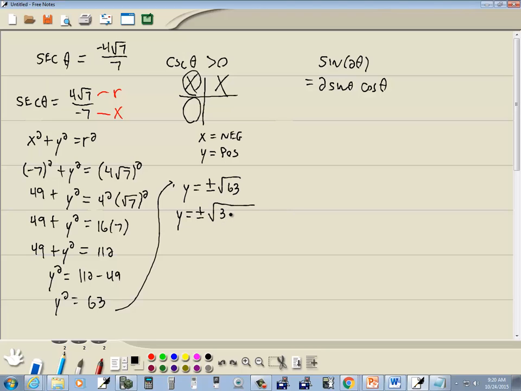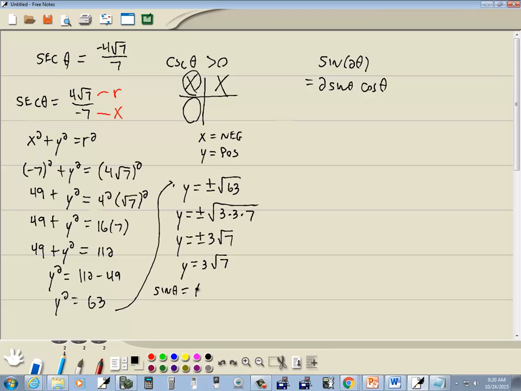63 is 3 times 3 times 7. So then we've got a pair of 3s, so we'll bring that out. And that gives us plus or minus 3 square root of 7. In quadrant 2, we said y is going to be positive. So y is equal to 3 square root of 7. Okay, now we have what we need for finding sine theta and cosine theta.